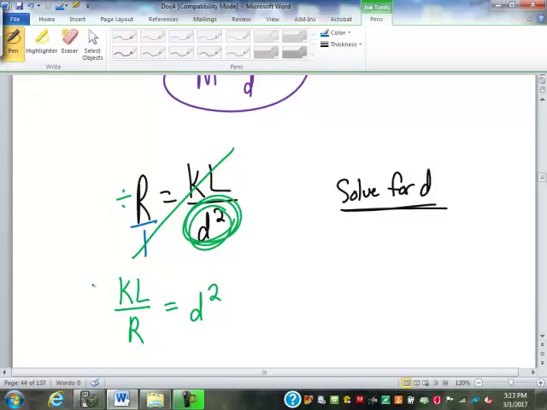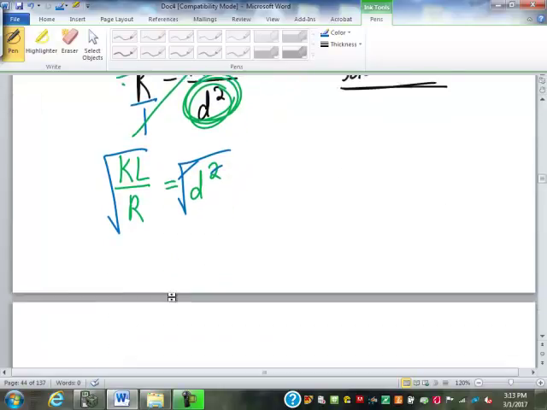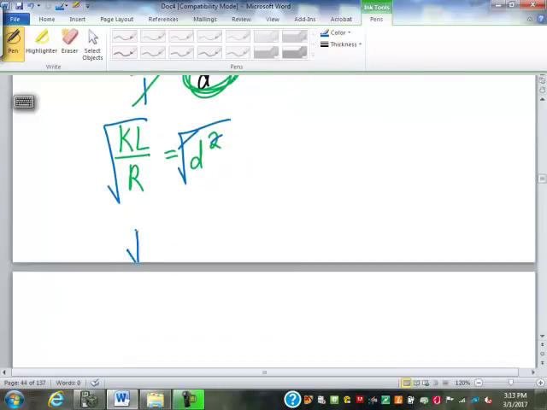What do I have to do to get d by itself here? Square root. Very good. So square rooting d squared, the square root and the squared cancel out. That'll just give me d. I have to square root the left side as well. So I make sure that when I write that, I put the square root over the whole thing. It's the square root of k times L divided by R is equal to d.